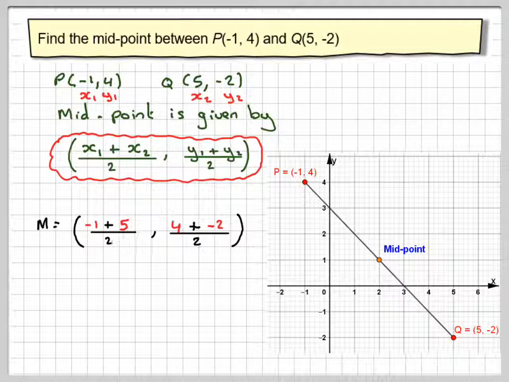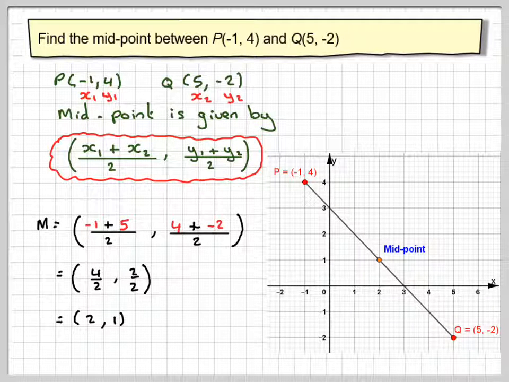-1 plus 5 gives me 4, so we get 4 divided by 2, comma, 4 plus -2 gives me 2, divided by 2. That gives me 2, comma, 4 divided by 2 gives me 2, and 2 divided by 2 gives me 1. If we look on the diagram, we can see the coordinates of the midpoint very clearly are the point (2, 1). So I want to mark that on.